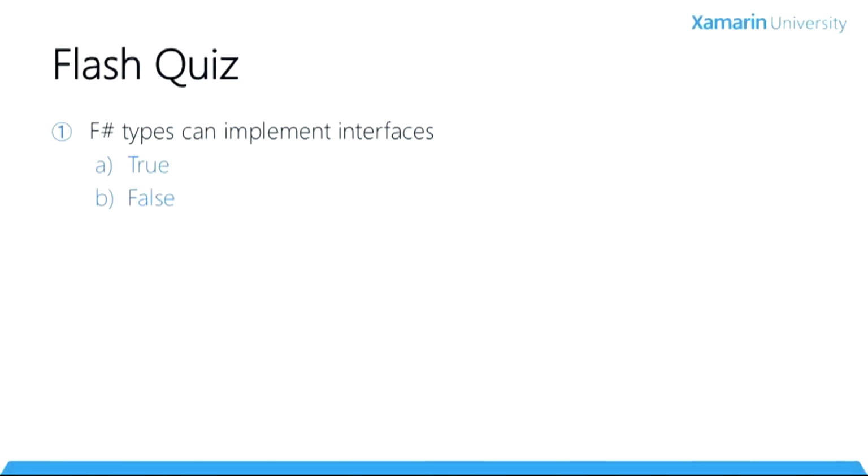Question 1. F# types can implement interfaces. True or false? And the answer is true.